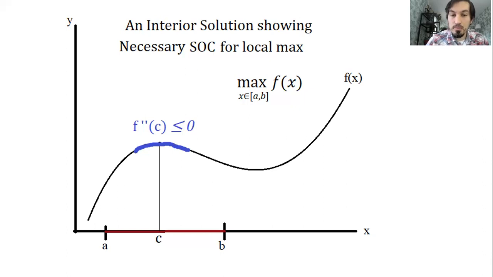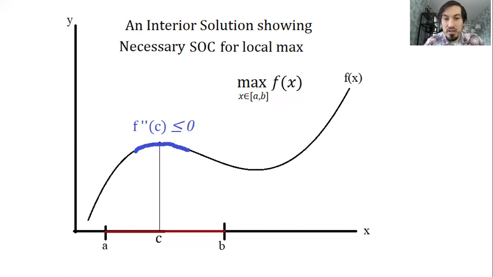Let's think about f double prime of x. That's equal to negative 12x squared. So what is f double prime, the second derivative, evaluated at 0? It's actually 0. This is one of those cases where the difference between the necessary and the sufficient conditions matters.